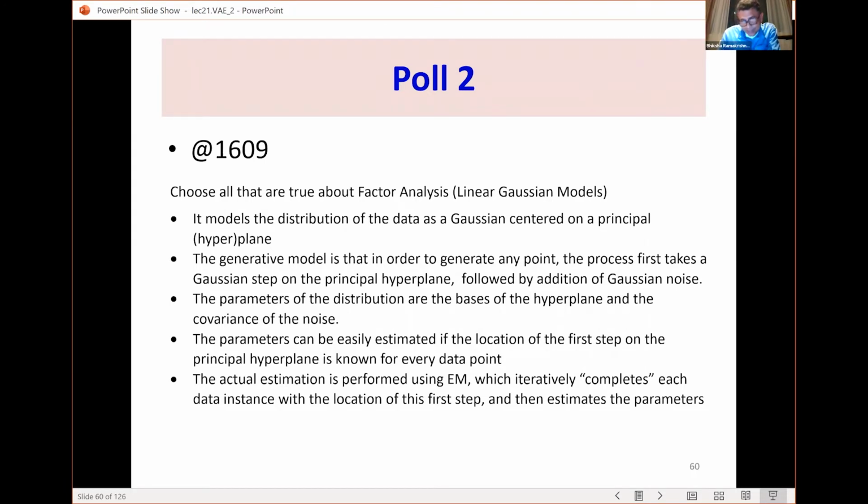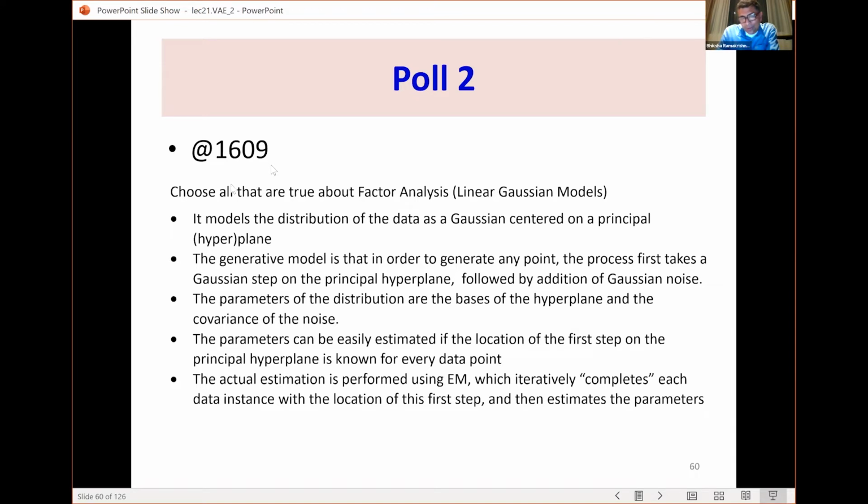10 seconds, guys. Okay. You can't find the poll, 1609.